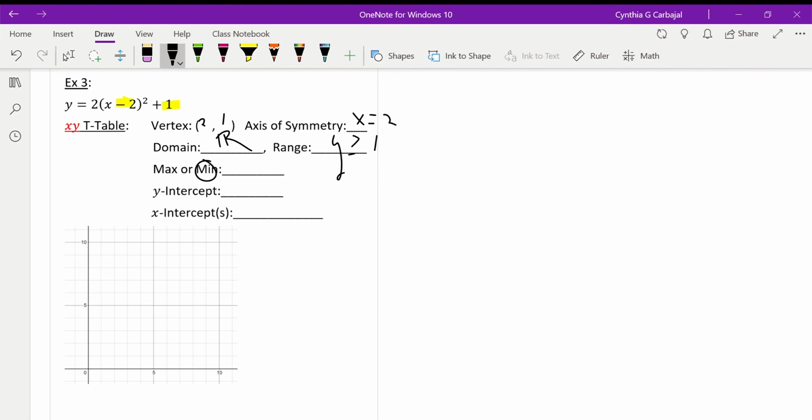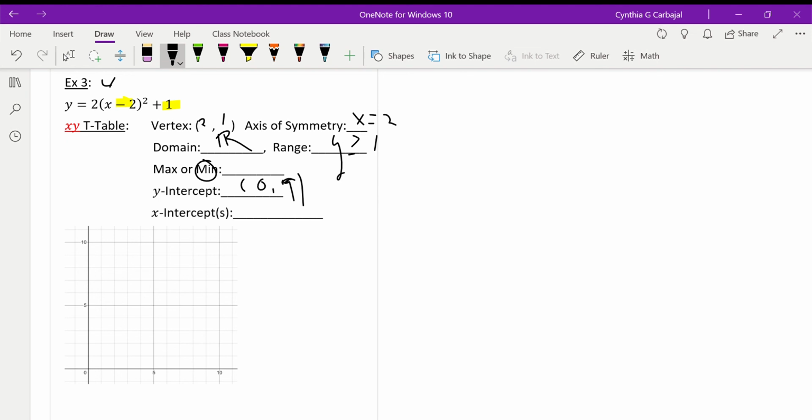Oh, and actually I'm supposed to be, oh, never mind. The y-intercept, we'll figure it out right now. Actually, I can figure out the y-intercept just by plugging in a 0 here for x. 0 minus 2 is negative 2. Negative 2 squared is 4. 4 times 2 is 8. 8 plus 1 is 9. So that's going to be 0, 9. Okay. Ugh, that's supposed to be a 9, guys. Sorry. I cannot write with this pen.